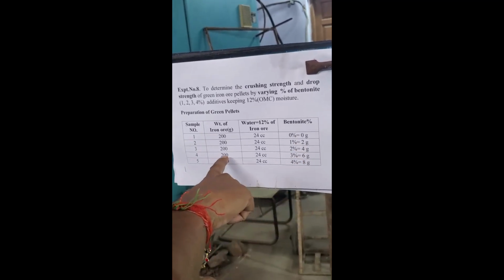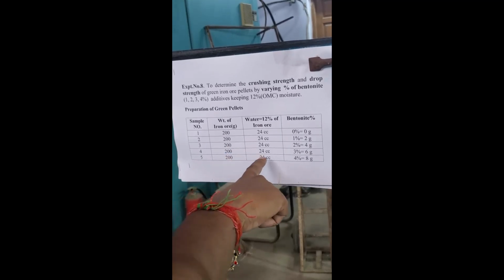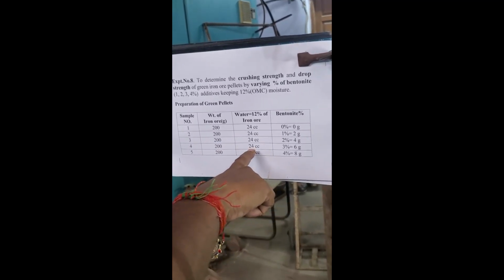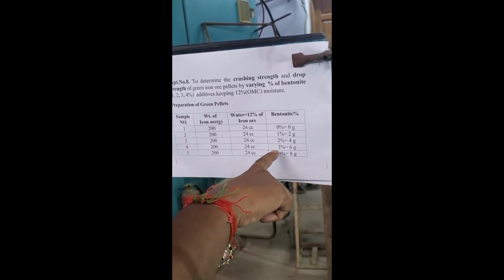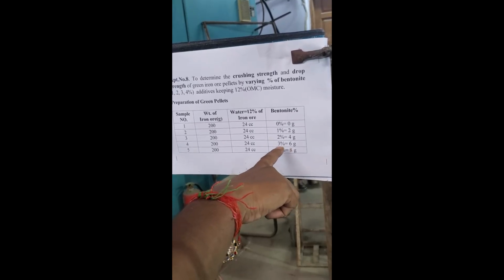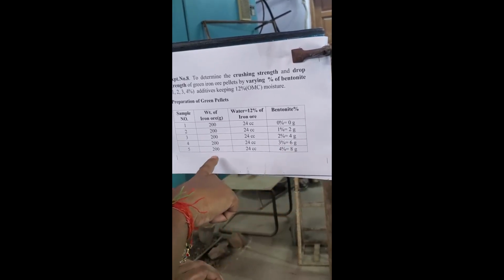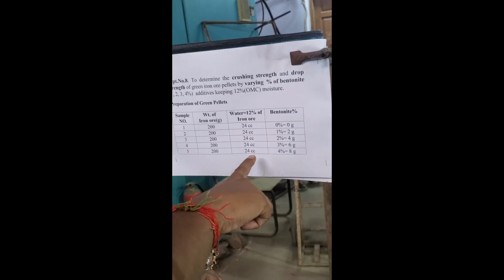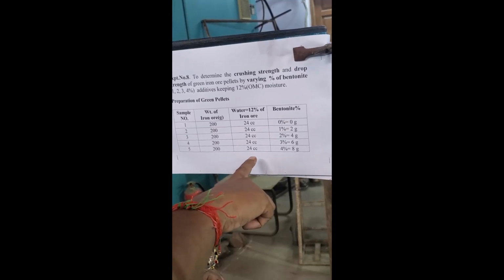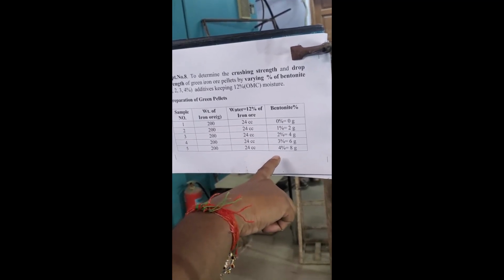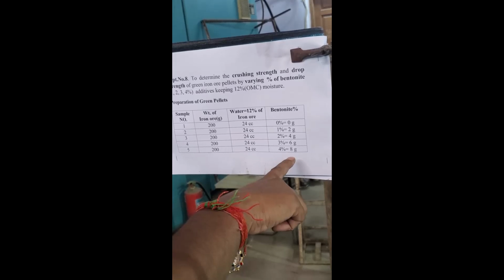Like that, for the fourth sample, we are taking 200 grams iron ore and adding 12% of water, that means 24 cc, and 3% of bentonite, that is 6 grams. And the fifth sample will be iron ore 200 grams, water 12% of iron ore, 24 cc, and 4% bentonite, that is equivalent to 8 grams.